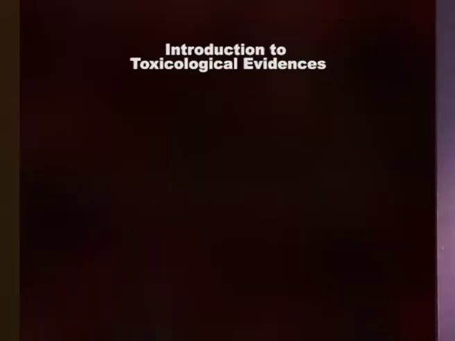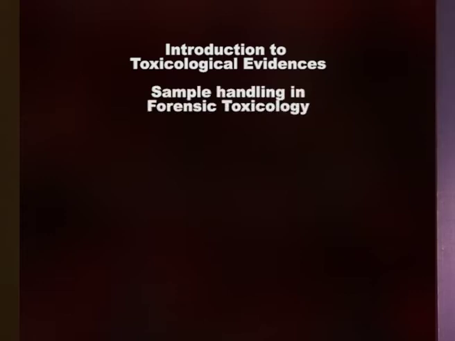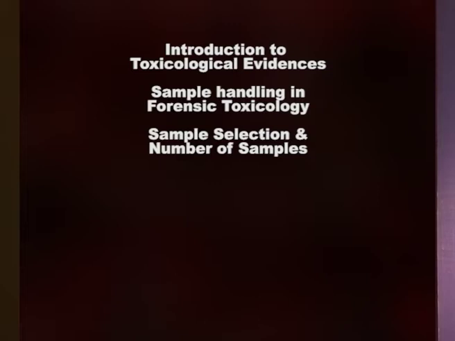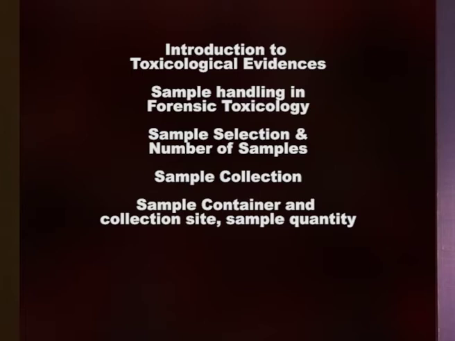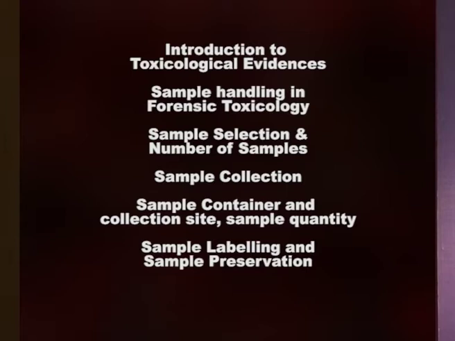So let's start our discussion by taking a look at what we are going to learn today. In today's lecture, Module 1 will be dedicated to Introduction to Toxicological Evidences. Module 2 will be Sample Handling in Forensic Toxicology. Module 3 will be Sample Selection and Number of Samples. Module 4 will be Sample Collection. Module 5 will be Sample Container, Collection Site and Sample Quantity. Module 6 will be Sample Labeling and Sample Preservation. Finally, Module 7 will be our conclusion. So, my dear student, let's start our lecture with Module 1, that is Introduction to Toxicological Evidences.